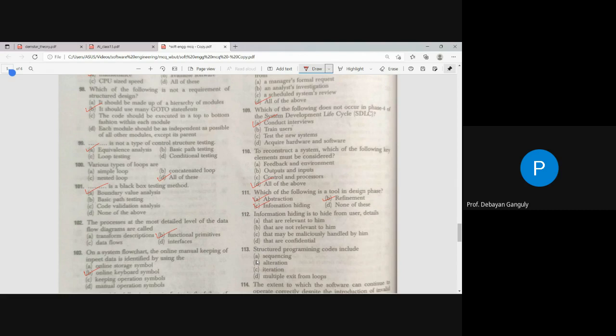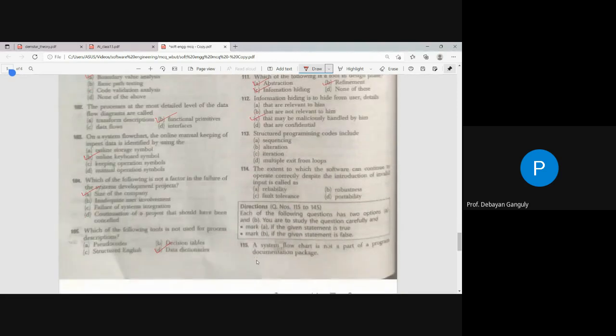112. Information hiding is to hide data from the user. And of course, the same question is repeated. Structured programming codes include sequencing, alternations, iterations, that all are valid. 101. The extent to which the software can continue to operate correctly despite the introduction of invalid input. Invalid input, that is nothing but the robustness.